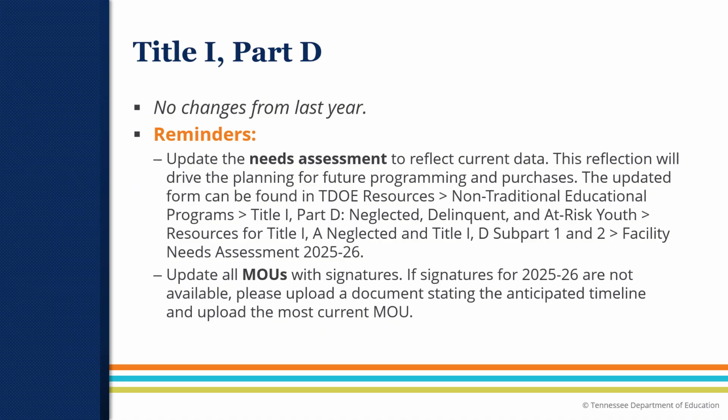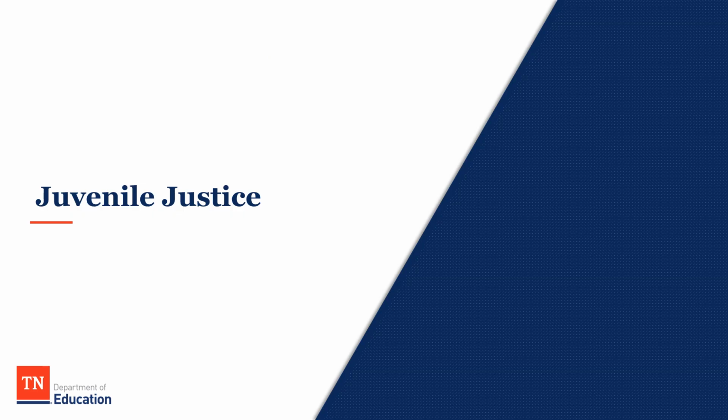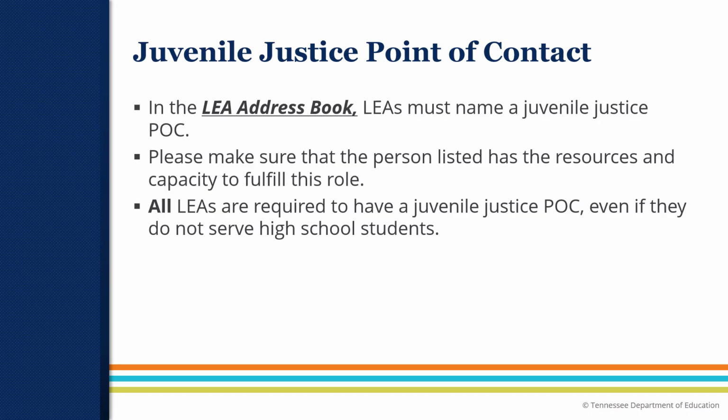Title I Part D. Once again, no changes, just a reminder to update the needs assessment and the MOU. And then if you need any assistance or support, contact Leslie Watson. Juvenile justice. Ensure in the LEA address book that you have this contact and that they know that they are the contact. And even if you do not have a high school, all LEAs are required to have a juvenile justice point of contact.